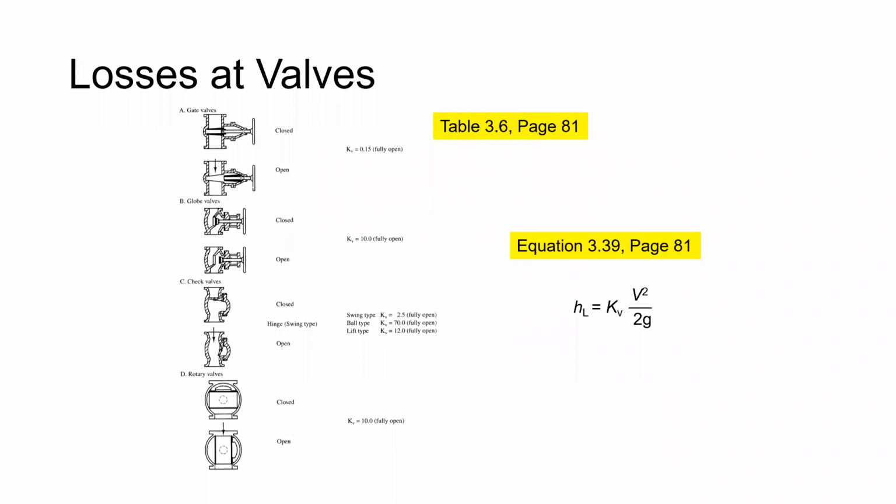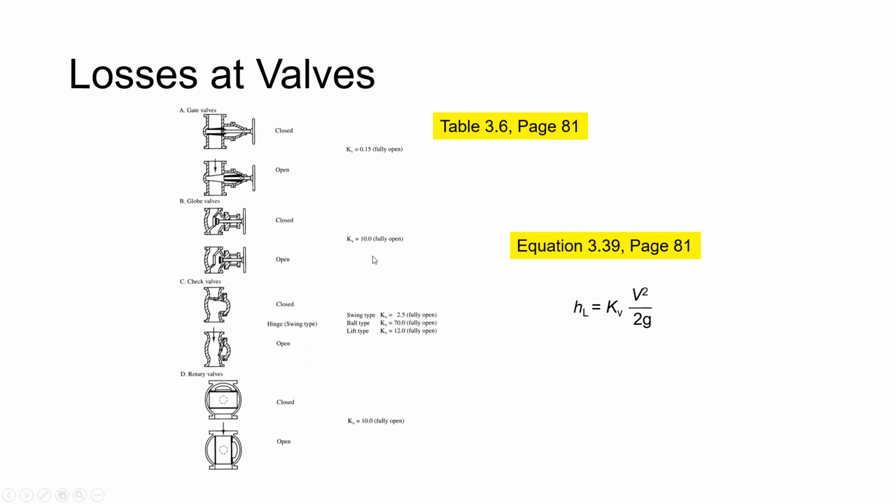Finally, we have losses at valves. There's going to be valves in different systems. The flow, even if the valve is fully open, there's still going to be some turbulence and loss to that valve. So here are the K values for different valve types. And typically that's going to be specified.